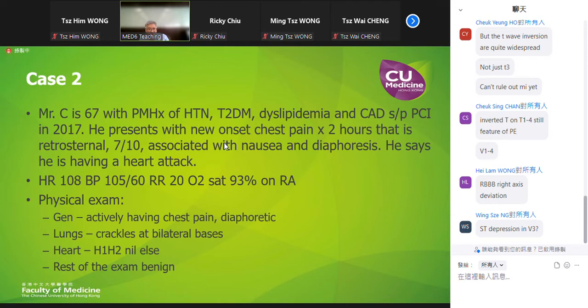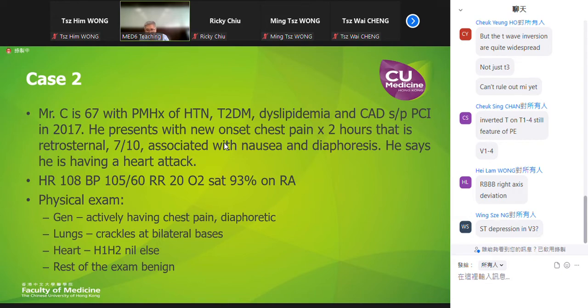So it's Mr. C, 67, with past history of hypertension, diabetes, dyslipidemia, and coronary disease with a PCI a few years ago. Now he presents with new onset of chest pain for about 2 hours. That's retrosternal, 7 out of 10, with nausea and diaphoresis, and he says he's having a heart attack. Heart rate is 108, blood pressure is a bit borderline, O2 is a bit low. On examination he is obviously having chest pain. He's a bit sweaty. He has crackles at both bases, and dual heart sounds.